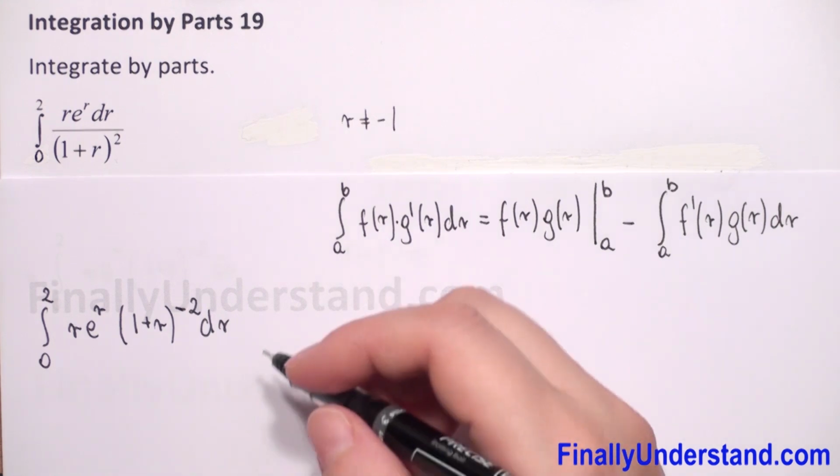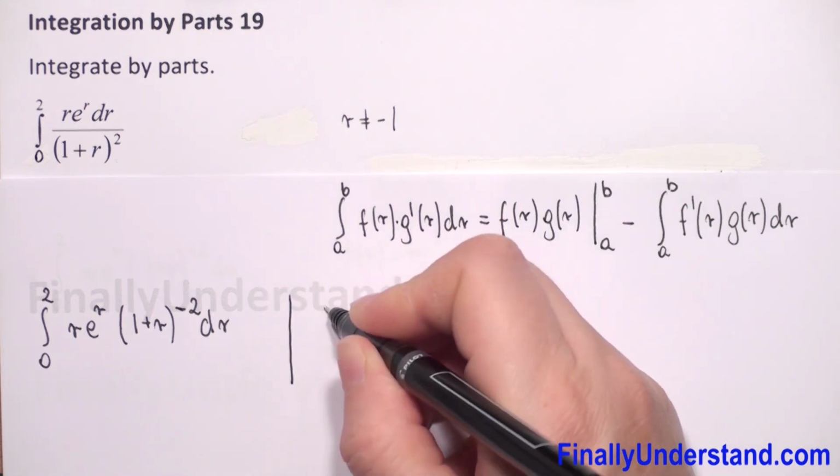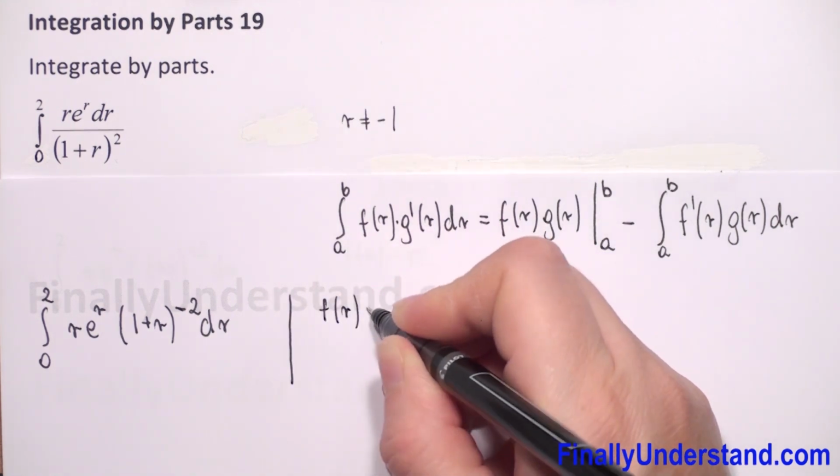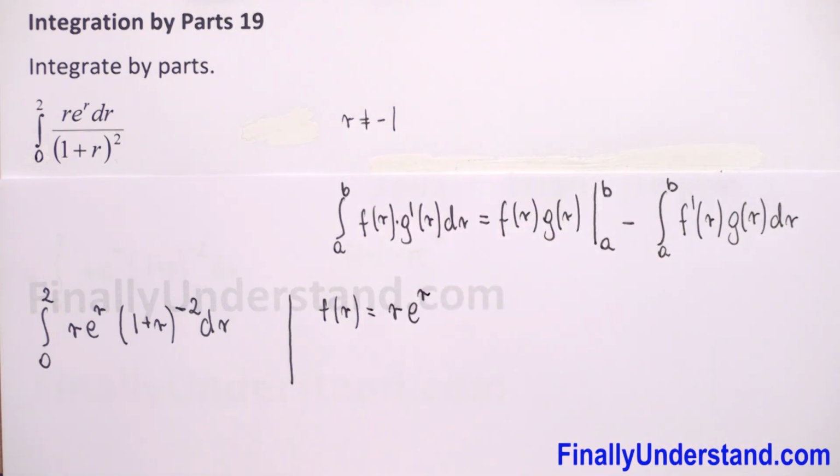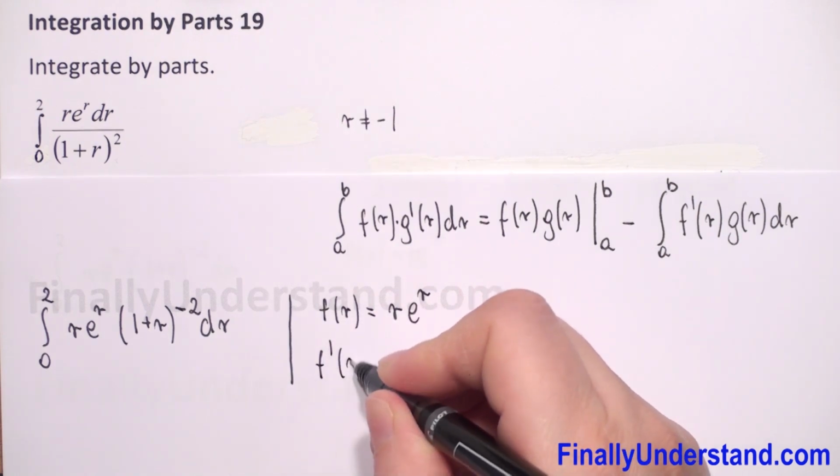So now let me put that our f of r function is equal to r e to power r. So next step, we need to find f prime of r.